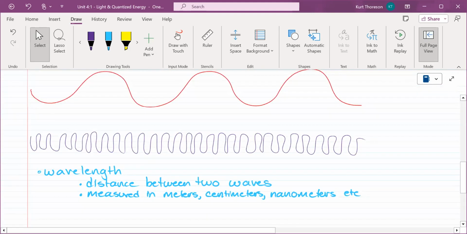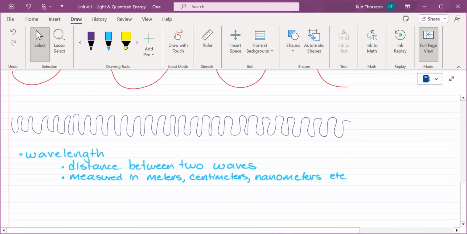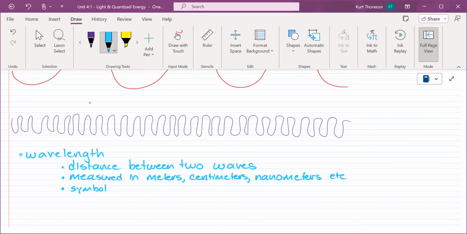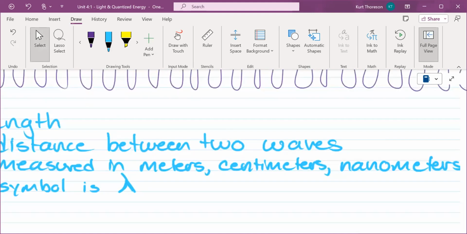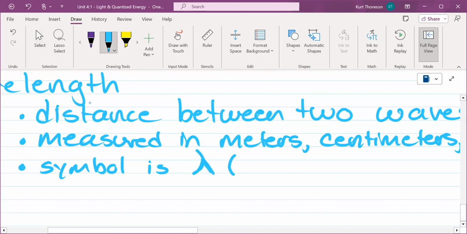All right. So, last thing, guys. The symbol for wavelength is a Greek letter. That is the Greek symbol. It is called lambda. That's the Greek letter. It looks like an upside down Y. It is called lambda.